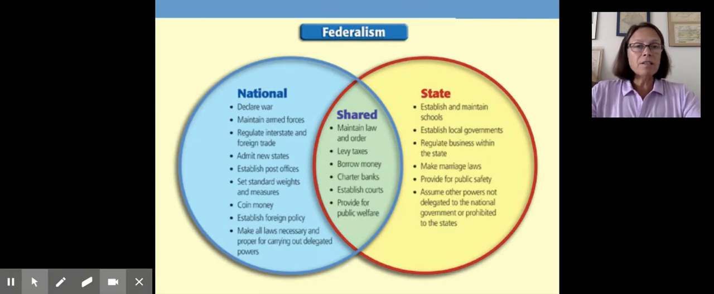On the state side, states get to establish and maintain schools. They get to decide on their marriage laws, who can be married, etc. And then they have some shared powers. In other words, they both have the ability to do this.